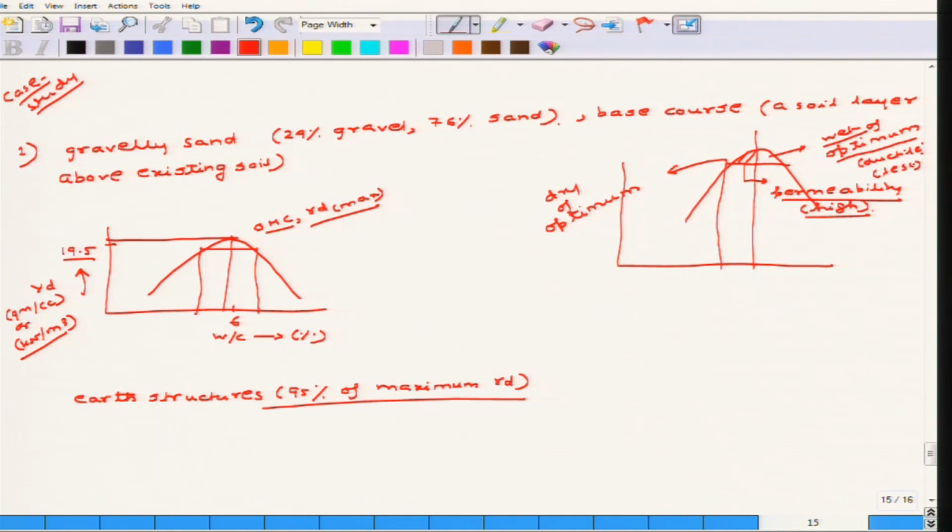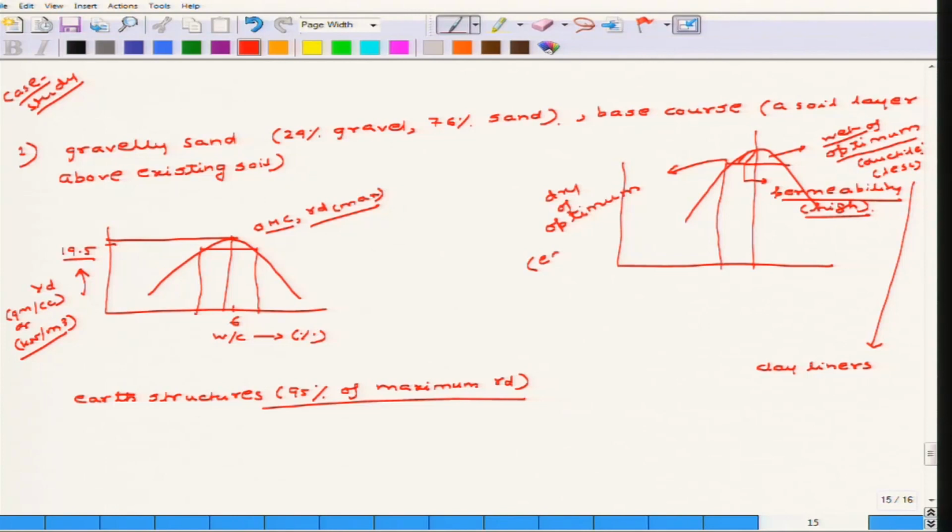So that is why the wet of optimum is mostly used for clay liners, mostly for low permeability soils, like swelling soils, or for covering a wasteland fill, so that the leachate or the gas does not escape. In all those cases the wet of optimum side is generally used, while dry of optimum is mostly applied for earth structures.